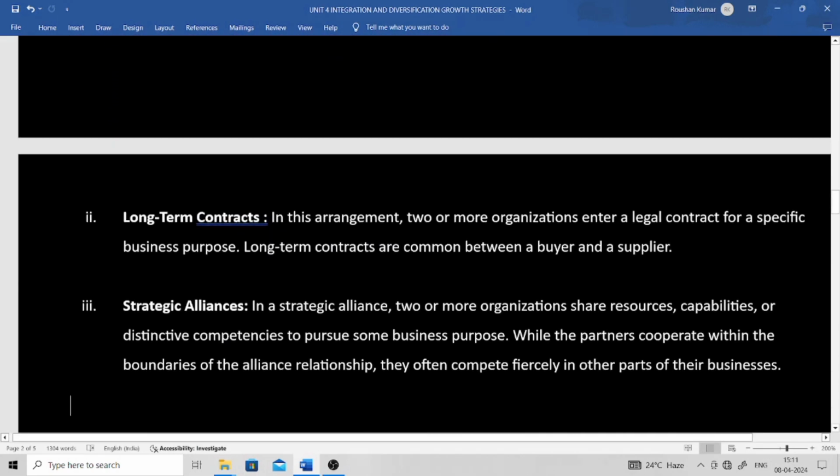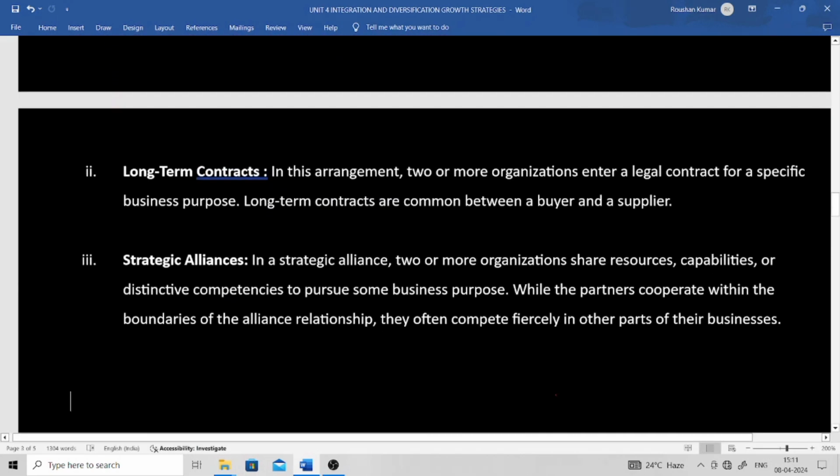Then you have long-term contracts. In long-term contracts, two or more organizations enter a legal contract for a specific business purpose. Long-term contracts are common between a buyer and a supplier. In this arrangement, the buyer organization or the supplier organization enter a legal contract for a specific business purpose.